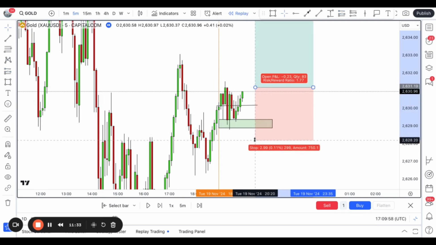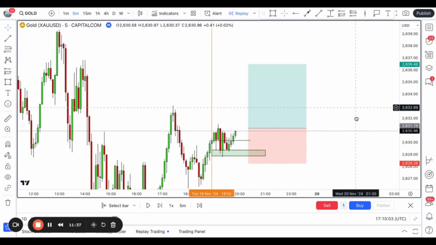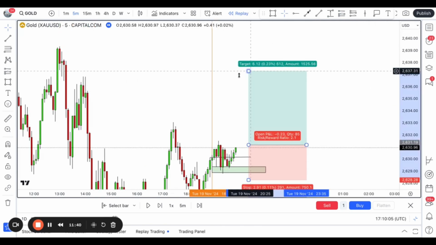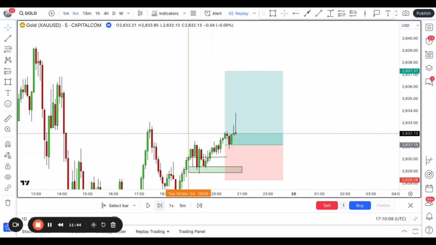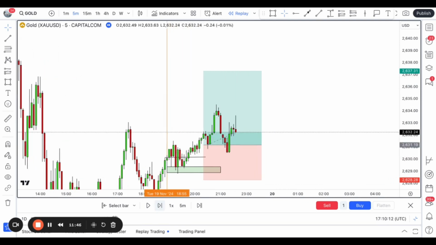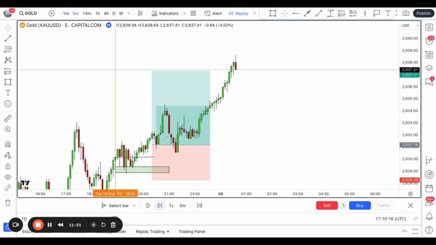I'm going to put our stop loss below this structure here. I'm going to get triggered on the break of this 5 minute structure. We're going to go for the 1 to 2. I mean, would have probably gone break even on that, but let's just see how it goes out.